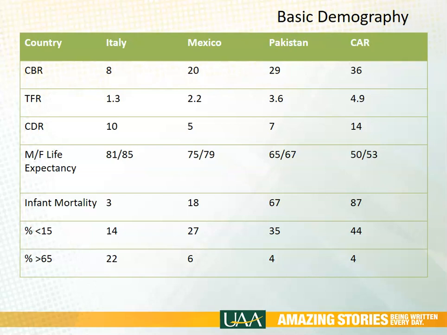If you look at the bottom two rows, you'll see a number that shows the number of people who are less than 15 years old and the number of people who are greater than 65. You'll notice here that Italy's percentage of greater than 65 is quite large. As a result of that, they have a very high crude death rate. Older populations, not surprisingly, have greater numbers of deaths. So Italy has a crude death rate of 10, greater than both Mexico and Pakistan, and rivaling the Central African Republic's. But that's not an expression of the fact that Italians are unhealthy, rather just that they're elderly.